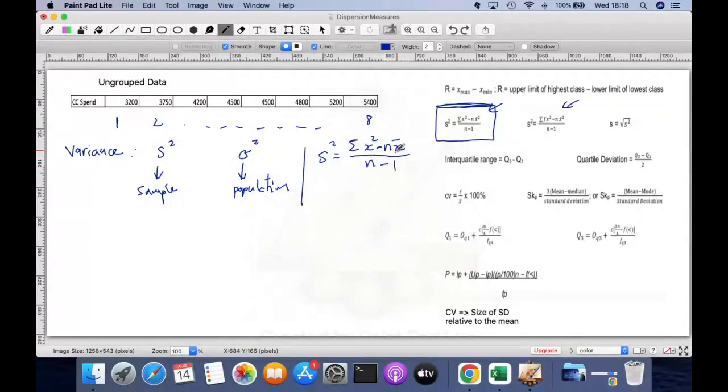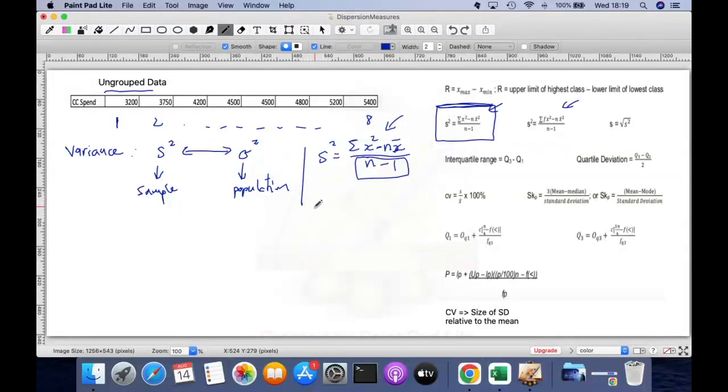That's the formula. You don't need to memorize it. It's given to you in your formula sheet. Now you can see there's no f in this formula. So when we're working with ungrouped data, you need to remember that you would use this formula where there's no f.